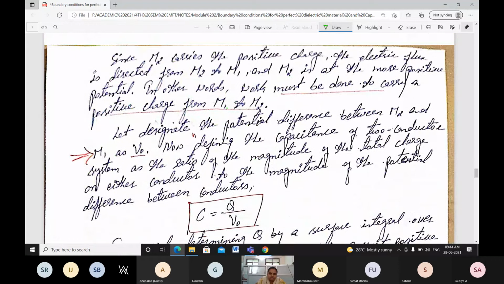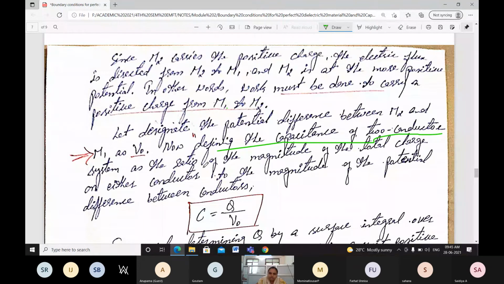Next, the potential difference between M2 and M1 is taken as V0. And what is the definition of capacitance? The capacitance of a two-conductor system is defined as the ratio of the magnitude of the total charge.